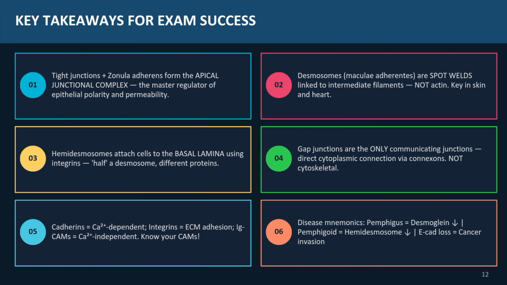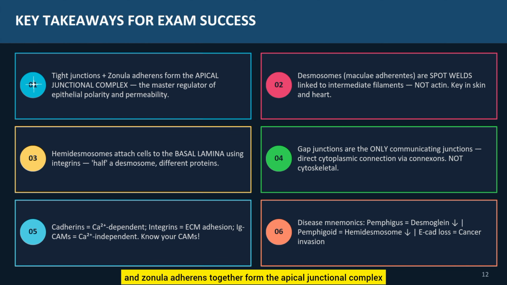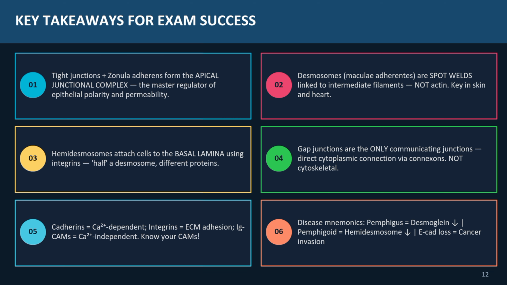Before we wrap up, here are your 6 golden takeaways. 1. Tight junctions and zonula adherens together form the apical junctional complex, the master organizer of epithelial polarity. 2. Desmosomes are spot welds linked to intermediate filaments, not actin. This comes up constantly. 3. Hemidesmosomes are half desmosomes that use integrins to anchor cells to the basal lamina. 4. Gap junctions are the only communicating junctions, using connexons, and they are not connected to the cytoskeleton.